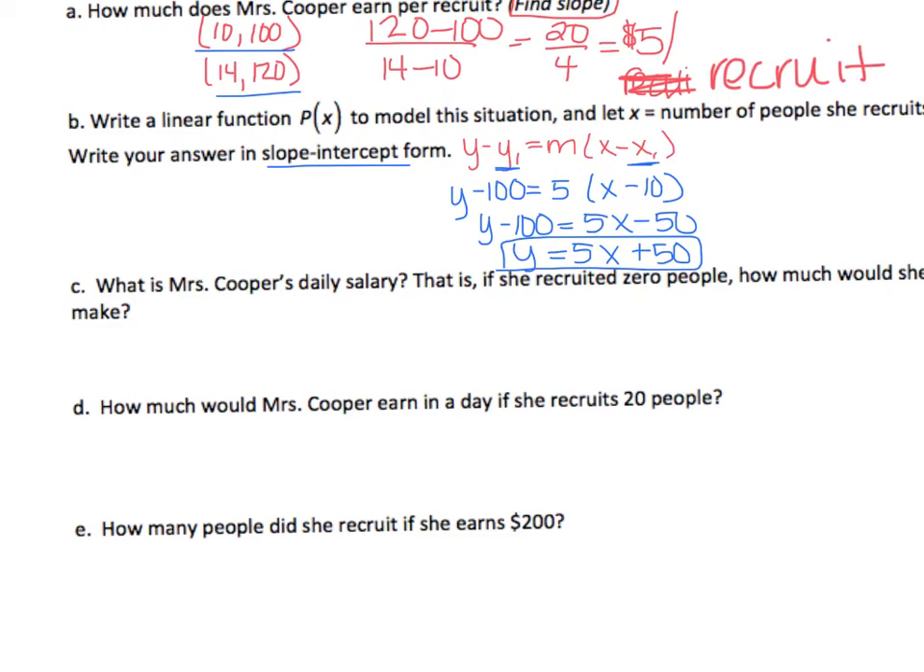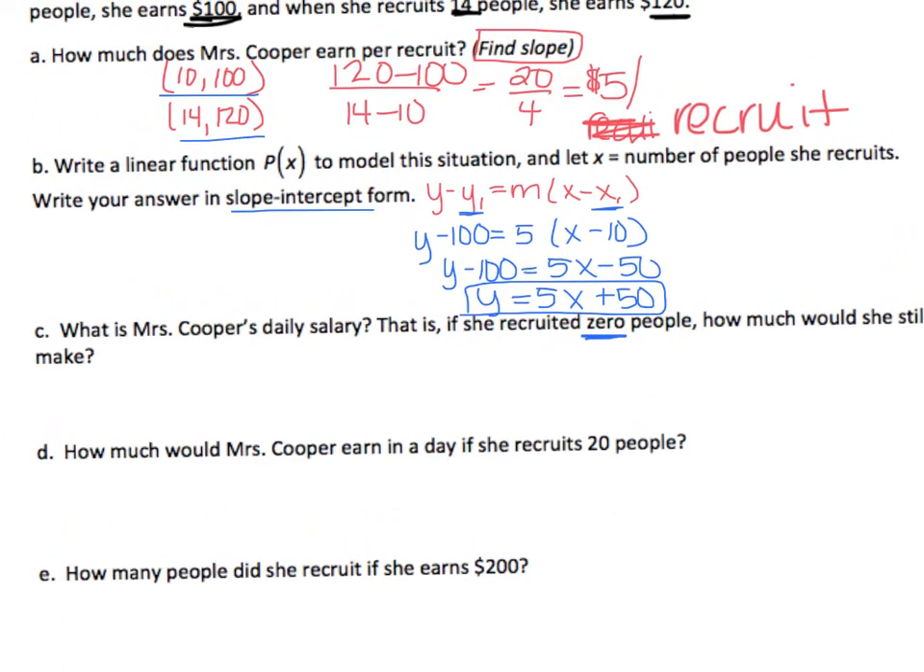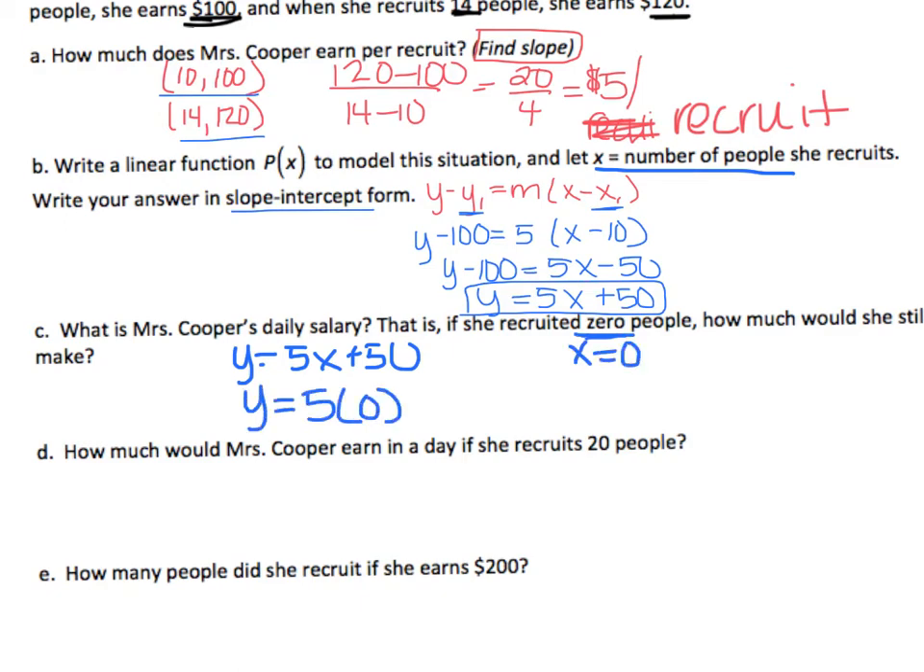In C, it says, what is Mrs. Cooper's daily salary? That's if she recruits 0 people. So remember, she gets paid salary and then plus commission. So if she recruits 0 people, she's still going to get paid. We just don't know how much. So remember from the second question, x equals the number of people she recruits. So I'm going to use the equation that I had from above. And if she recruits 0 people, that means x equals 0. So I'm going to substitute that in. And that's going to equal 50. So regardless of if she recruits anyone, she's going to make $50 a day.